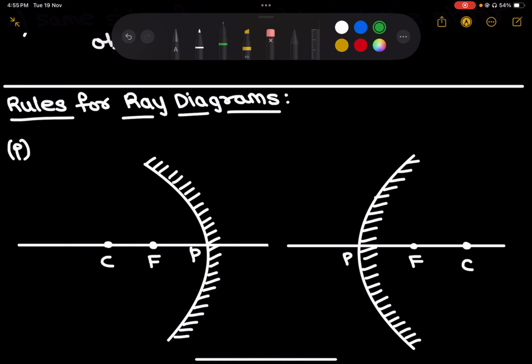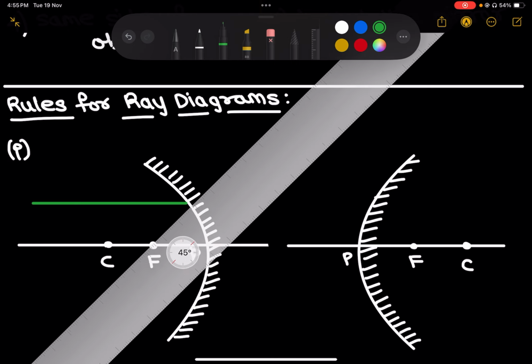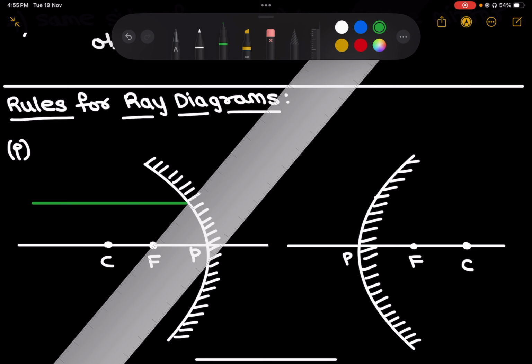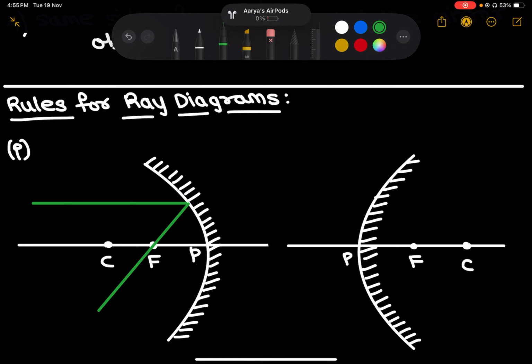Okay, so first rule is that if a light ray is thrown parallelly at the mirror, parallel to the principal axis, okay, then it will reflect back through the focus. It will reflect back through the focus. Okay, so that is the first rule. Similarly, it's the same thing for convex mirror.